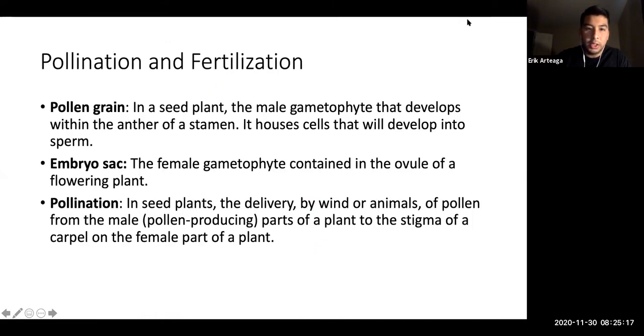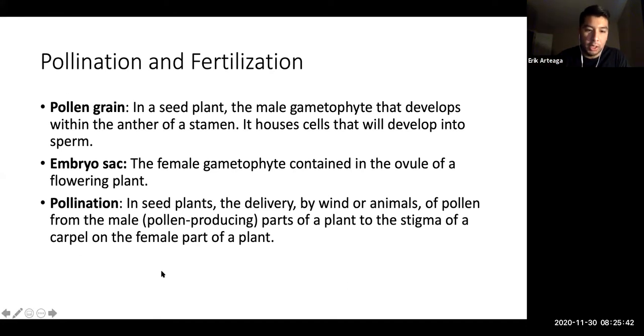So pollination and fertilization. A pollen grain, in a seed plant, is the male gametophyte that develops within the anther of a stamen. It houses cells that will develop into sperm. So this is again the pollen grain. Embryo sac, the female gametophyte contained in the ovule of a flowering plant. Again, that's going to be at the bottom of that style, or at that bottom part of the flower, right in the center.